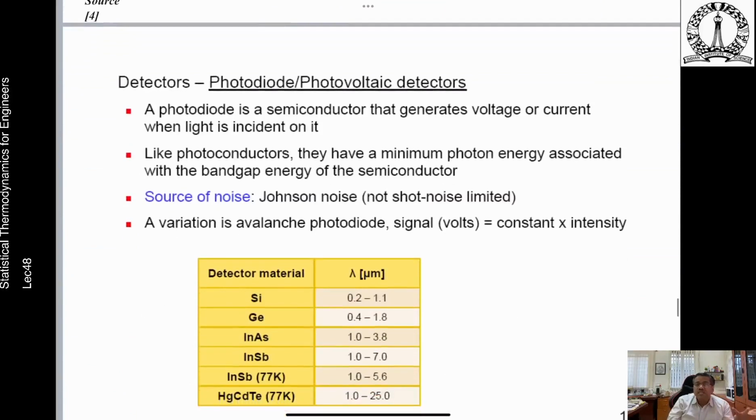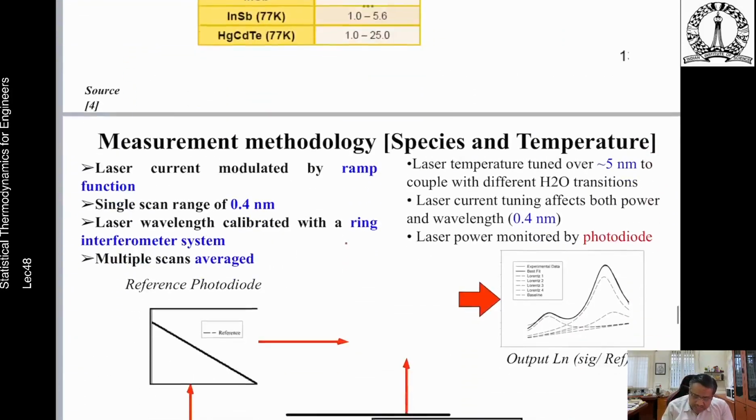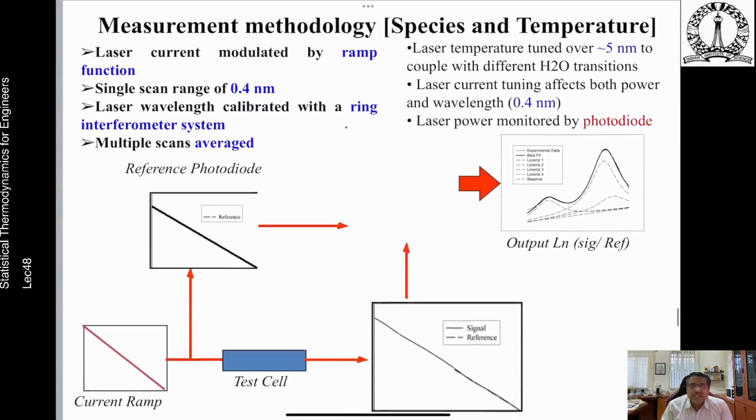Now, to detect the radiation, you use either photodiode or photovoltaic detectors. A photodiode is a semiconductor device that generates voltage or current when light is incident on it. Like photoconductors, they have a minimum photon energy associated with the band gap energy of the semiconductor. There are variations of photodiodes, which once again you can read about. So this is how this is done.